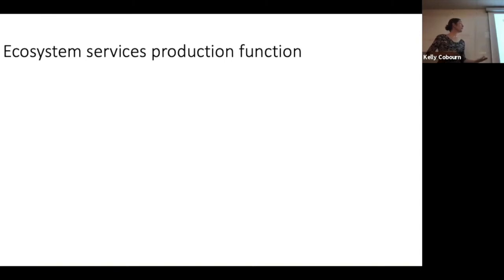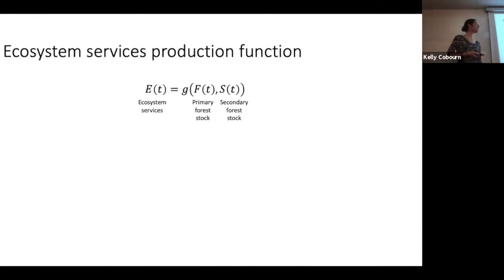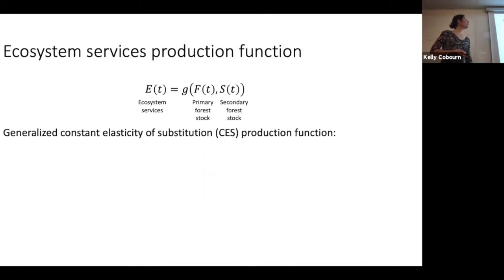The first component of the theoretical model is this ecosystem services production function that captures the contribution of primary and secondary forests to the production of ecosystem services. What we want generally here is a function that articulates the relationship between the primary forest stock, the secondary forest stock, and the production of ecosystem services, while incorporating the possibility for imperfect substitution between primary and secondary forests. And we can think of ecosystem services as a general vector of different services here. The approach that we've decided to take is to use a generalized CES production function to articulate this relationship.